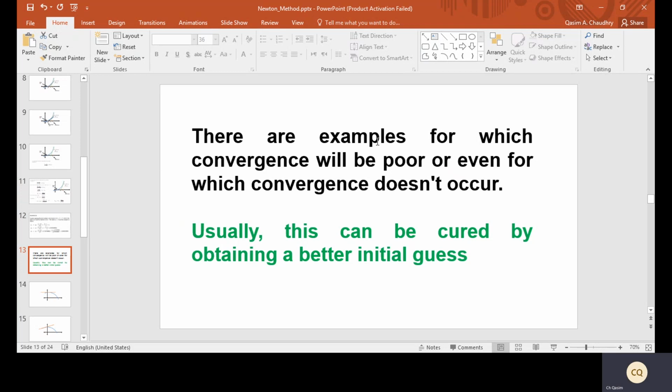Sometimes it happens that you simply choose a value, an initial guess, and what happens is that sometimes you don't get the next value, or sometimes you get a very poor approximation, and you even feel that you are diverging, not converging to the actual root. So the best idea is that you choose a better value of the initial guess.